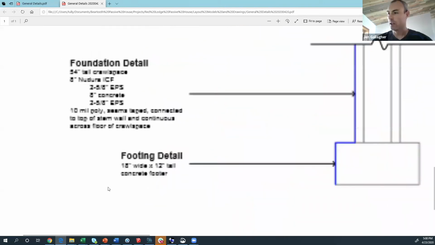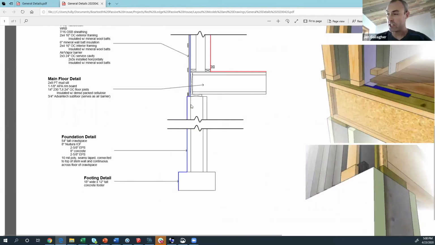So like I mentioned, standard footer, standard ICF stem wall. I did all the concrete work myself. I had never done concrete work before, so I'll show some pictures of the foundation. I used ICF because I wanted to be able to stack the blocks myself and pour it myself, and I just wanted to do it. There was no requirement that I needed ICFs.